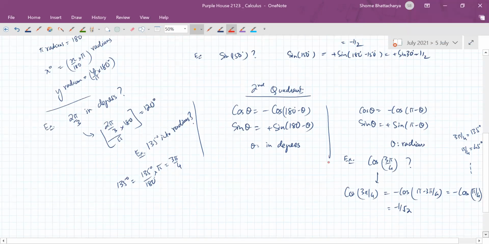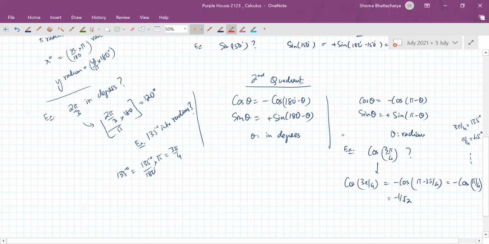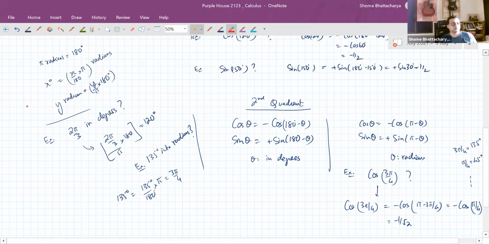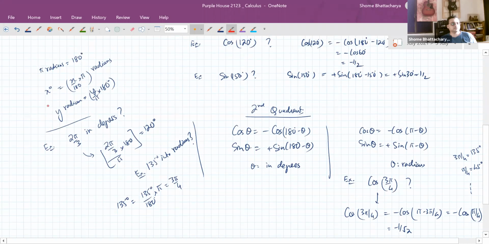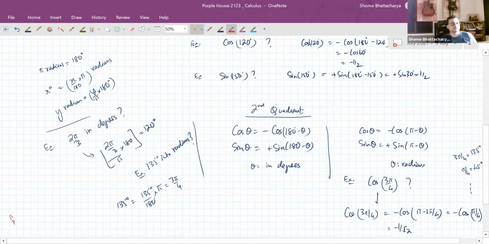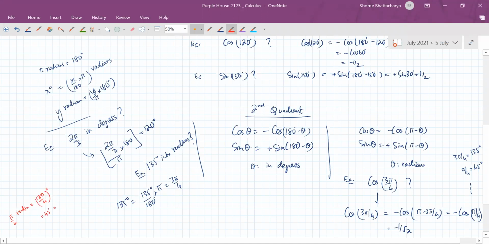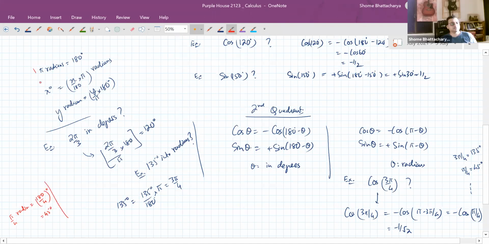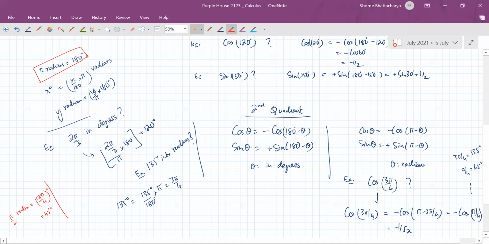Sir, how have you written that pi upon 4? I have told you the formula, beta, for this. See, conversion of radians to degrees. So pi by 4 radians is how much? Pi is equal to 180 degrees, na? So it's 180 by 4 in degrees. Okay, sir, understood. So just remember this basic concept that pi radians is equivalent to 180 degrees. Rest is the unitary method. Okay, sir.